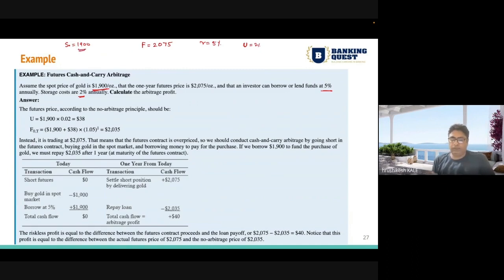Now let's see if there is an arbitrage opportunity available. The forward price is given as 2075. Now, I will try the forward price from our formula. F0 is equal to (S0 plus U) multiplied by (1 plus R) raised to power T. If there is a difference between this F0 and this F, then there is an arbitrage opportunity available.